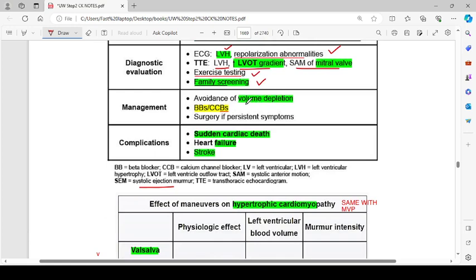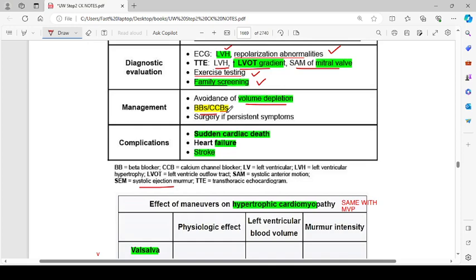Management is avoidance of volume depletion. Beta blockers and calcium channel blockers can be given, the non-dihydropyridine calcium channel blockers, which act basically on the heart itself to decrease the heart rate. The dihydropyridine calcium channel blockers like nifedipine and amlodipine will worsen the condition. In hypertrophic obstructive cardiomyopathy, we are supposed to give non-dihydropyridine calcium channel blockers like verapamil and diltiazem.